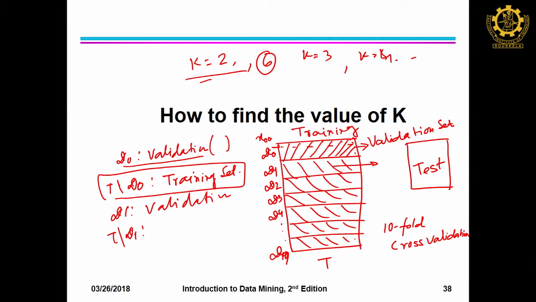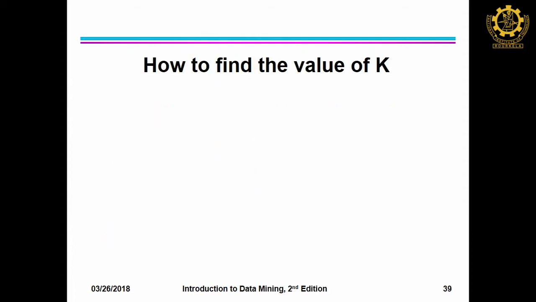Then we will take the average error for each value of k. So, what was the average error for k equal to 2, what was the average error for k equal to 3, what was the average error for k equal to 4, and wherever we get the minimum error, that k value we will take. So, more elaborately, let us say we have a matrix like this.